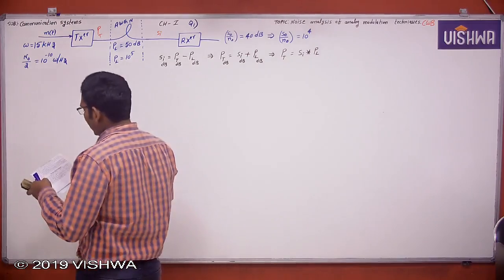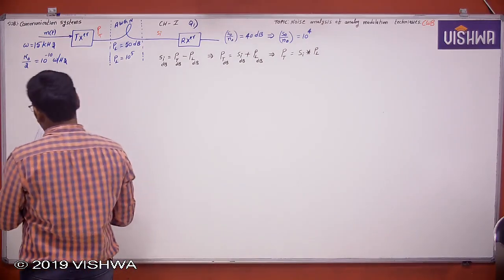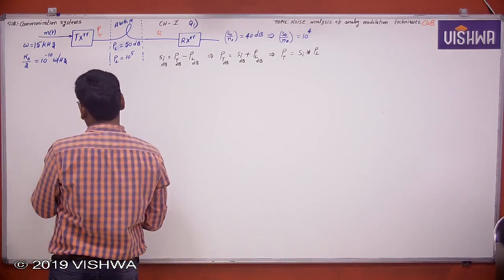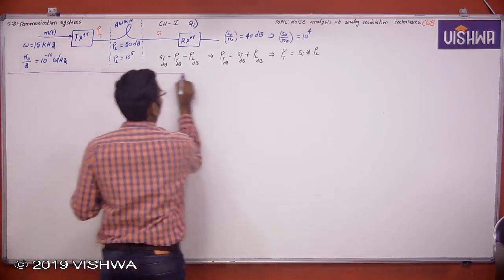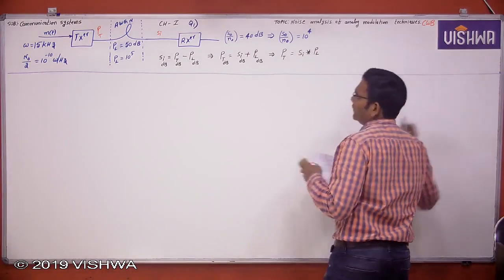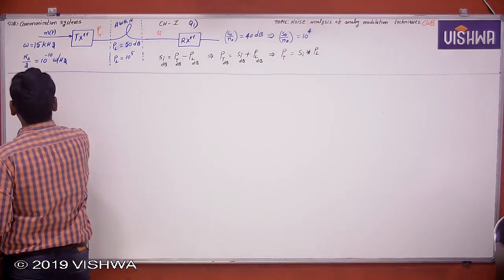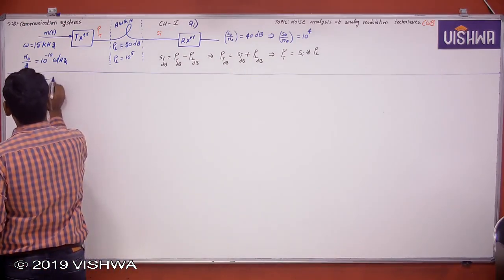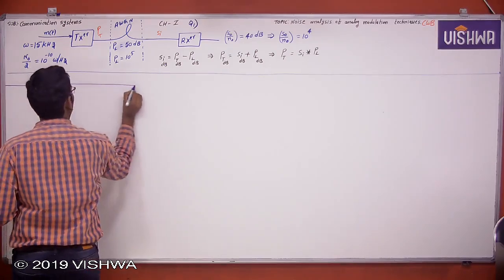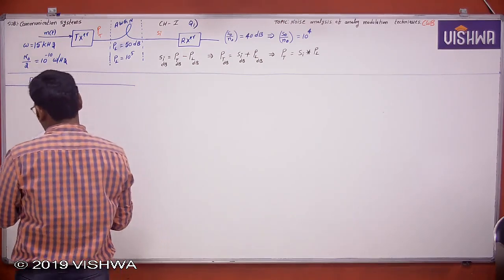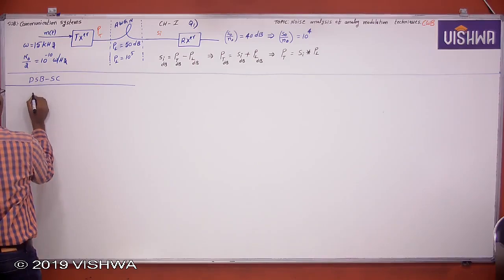Calculate the output power of the transmitter required for a different modulation technique. This is the question. First, what he is asking is, now the modulation is DSB-SC modulation. So what happens in DSB-SC modulation? How to solve that?